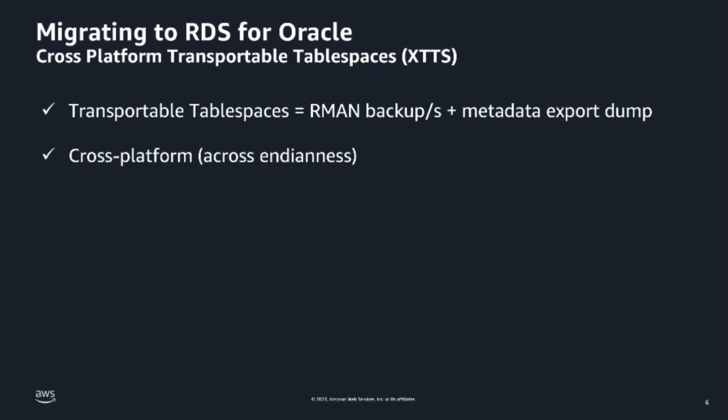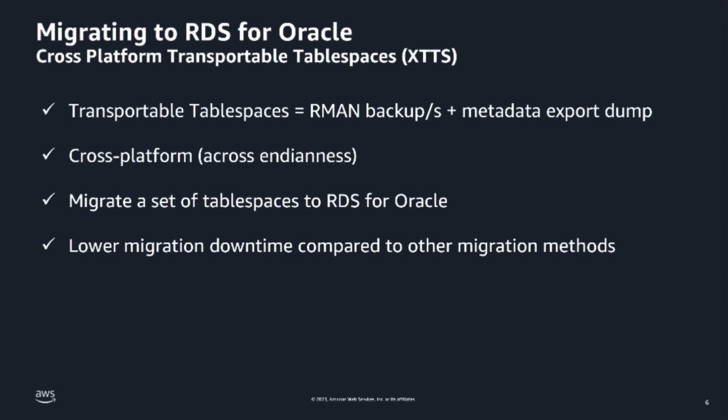As the name suggests, this method allows migration of tablespaces from databases running on Linux or non-Linux operating systems to RDS for Oracle. Amazon RDS for Oracle runs on Linux operating system. You can migrate one or more tablespaces to RDS for Oracle using this method. XTTS allows lower downtime for migration by rolling forward using incremental backups until application cutover. Downtime is required only during final incremental backup and recover using roll forward and metadata export import.